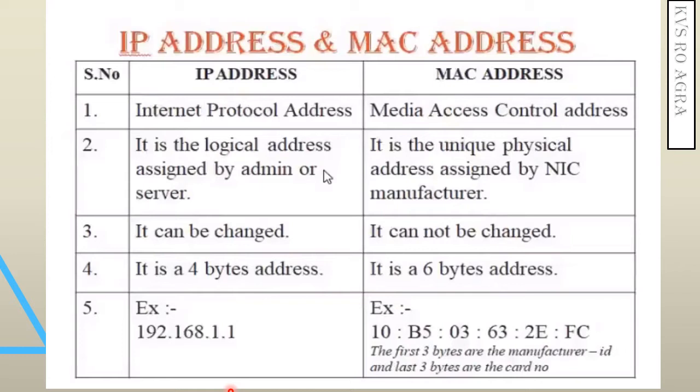And in the previous slide we have learned without NIC we cannot make a network. So this address is unique. It cannot be changed. But this address can be changed. This is a 4-byte address and this is a 6-byte address. Examples are shown for both the addresses.